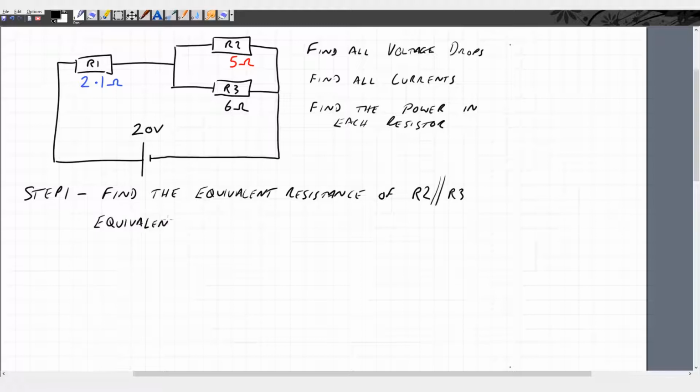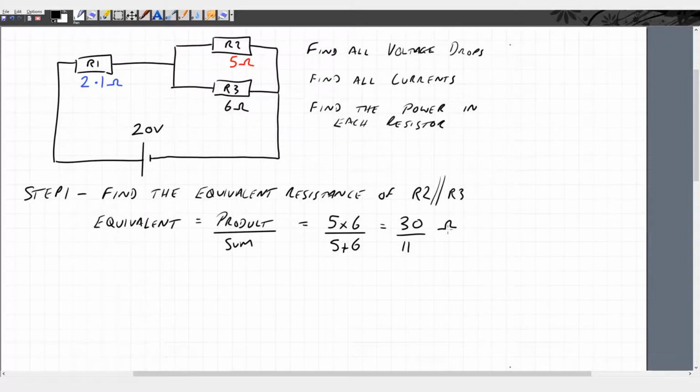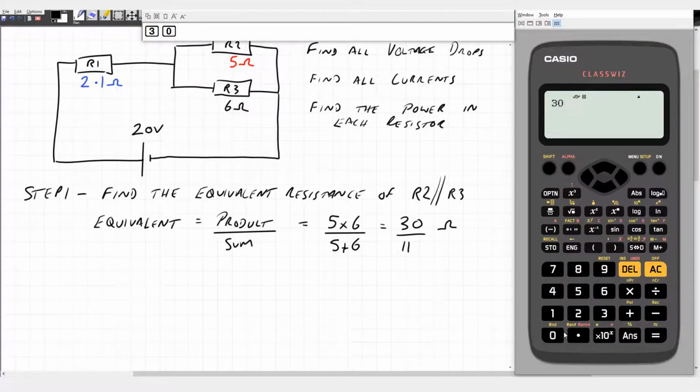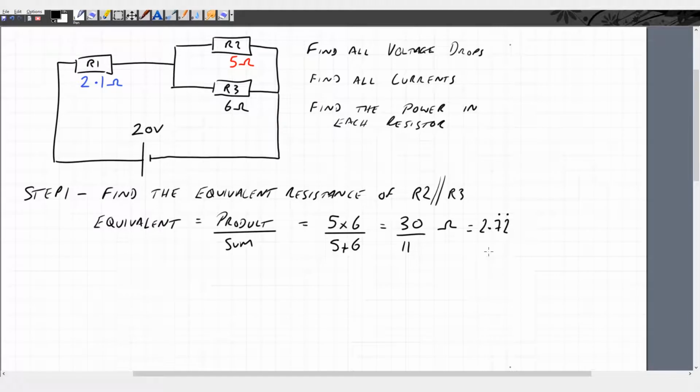And to do that, it's dead easy. You do product divided by the sum for any two resistors in parallel. So you multiply them together, then divide by what they are when they're added. So that's 5 times 6 divided by 5 plus 6. So that's 30 elevenths, which you can keep like that, or you can use the decimal approximation. 30 divided by 11 is 2.72727272 forever, and you can round it appropriately. I'd use 2.7272 for now.